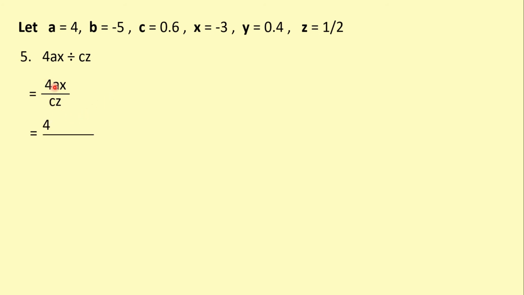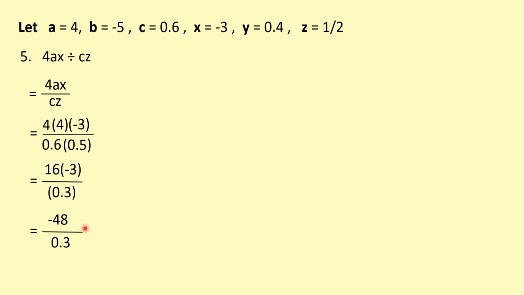4 times a is 4, x is negative 3, then c is 0.6. Yung z natin again is 1/2, equivalent to 0.5. Then simplify lang. 4 times 4 is 16. 0.6 times 0.5 is 0.3. And simplify ulit. 16 times negative 3 is negative 48 divided by 0.3. Then divide natin tong dalawa. Equivalent niyan is negative 160. So check nyo na lang, no, sa calculator.